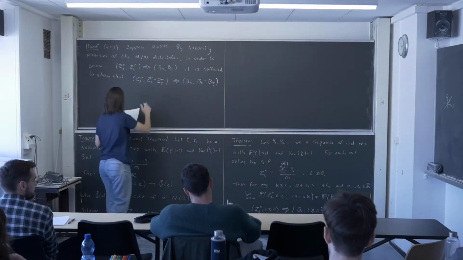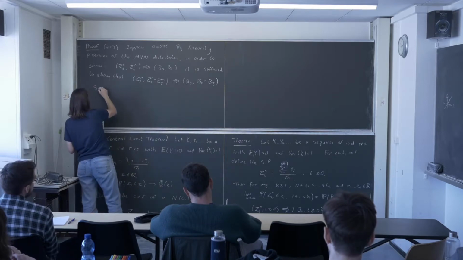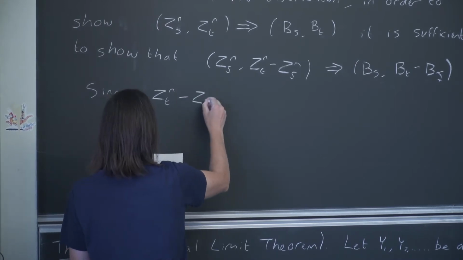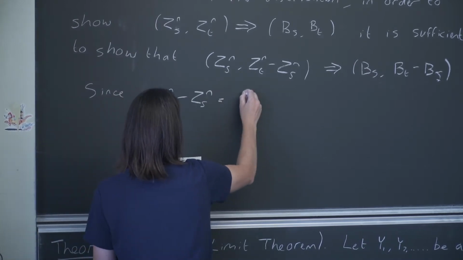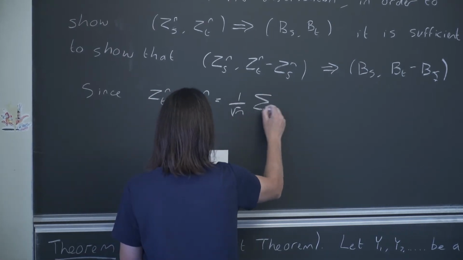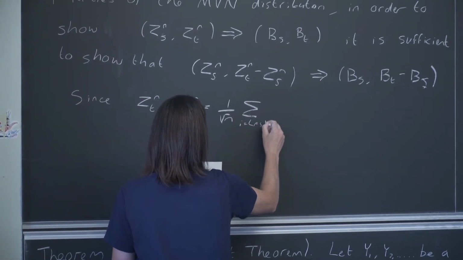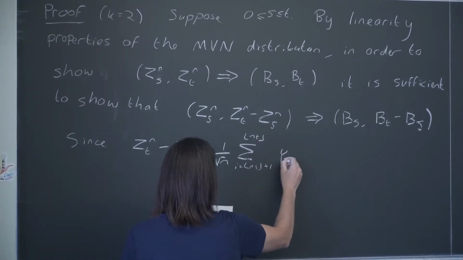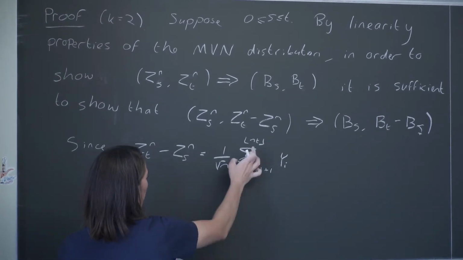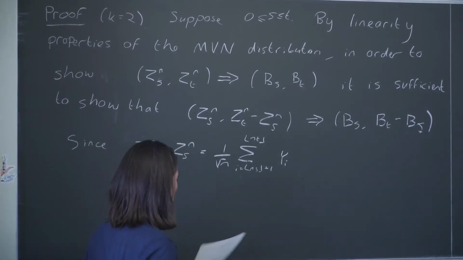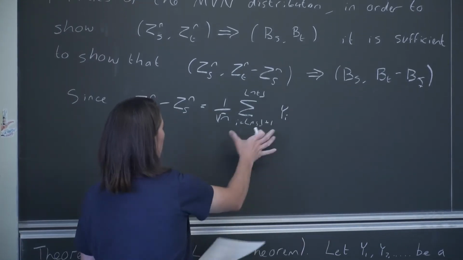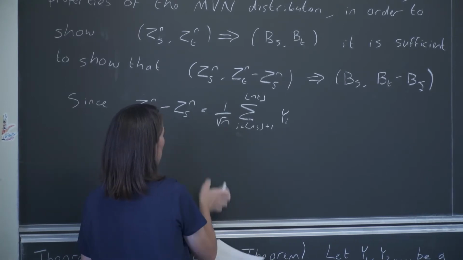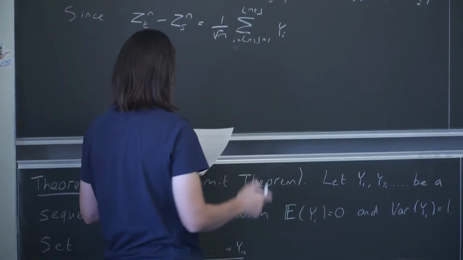Okay, but this is kind of a nice process because we can just write down what Z_T^N minus Z_S^N is equal to. Well, it's just the sum from the floor of ns plus 1 to the floor of nt of the Yi's, because I've just subtracted off the sum up to ns. And since the Yi's are independent, that means that this is completely independent of the sum up to ns. So Zt minus Zs is independent of Zs.